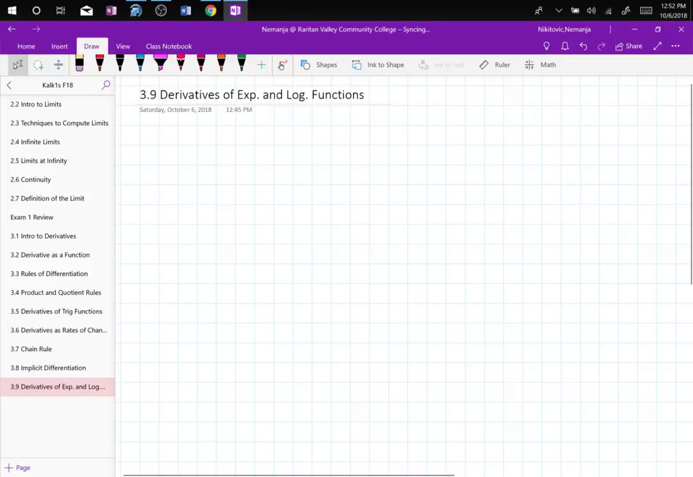Hello and welcome back to Calculus 1. Right, we have derivatives of exponential and logarithmic functions. And we start with the good old formula you already know, seen 5,000 times. The derivative of e to the x is e to the x.